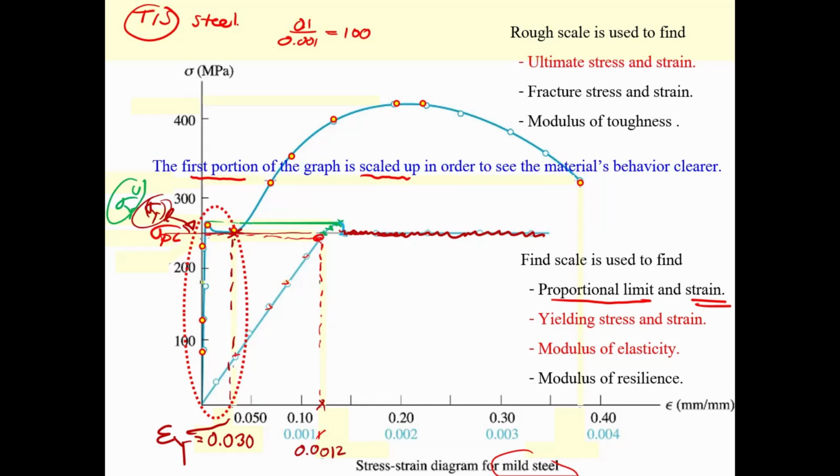Then, due to very large deformation at the end of yielding, and the yielding having the same stress, we use this sigma sub y as the strength in the design of the steel. Then we have sigma allow equal to yielding stress divided by factor of safety. And this is specified in the Thailand Industrial Standard.